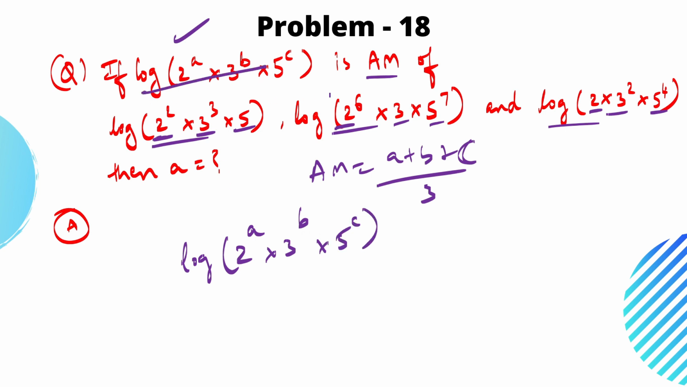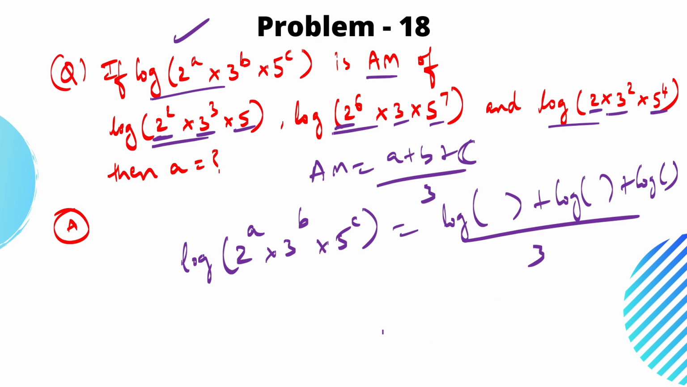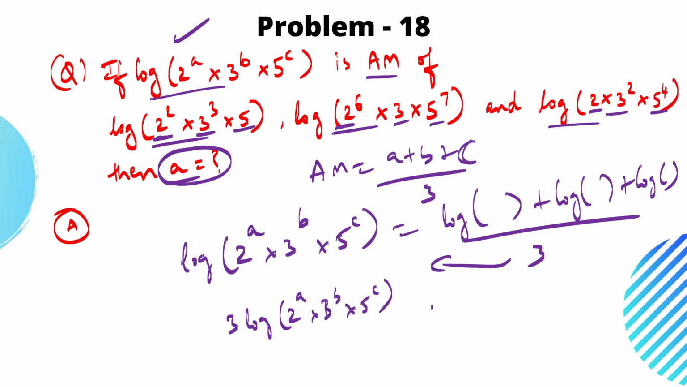See, this is the arithmetic mean of these 3. So what is a? A is log of a plus log of b plus log of c by 3. This is the general form. Now do we need to calculate all the values, the value of a, b and c? No, we need to calculate only the value of a. So what we shall do is bring this 3 to the other side. So 3 log 2 power a into 3 power b into 5 power c.